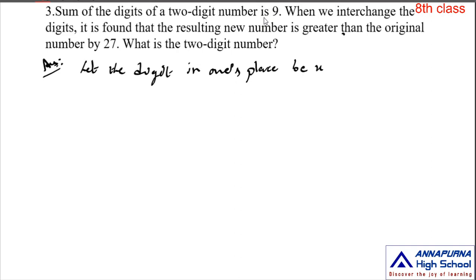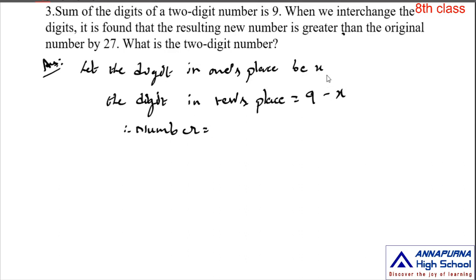According to the first condition of this question, what is the digit in tens place? Their sum is 9, right? So if one digit is x, then what is the next digit? It is 9 minus x. That means in the 2-digit number, if the ones place digit is x, then the tens place digit is 9 minus x. Therefore, what is the 2-digit number?